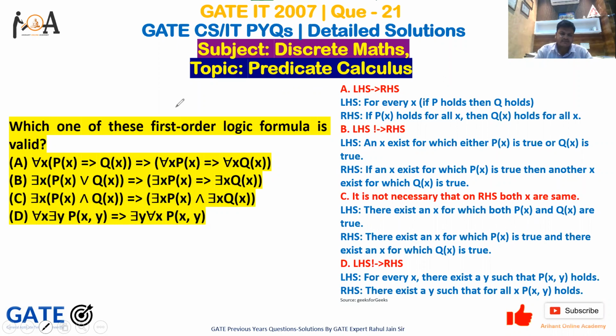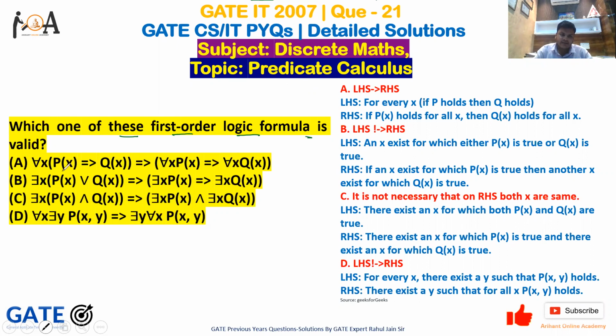And you can see here the question that is from GATE IT 2007, question number 21 from Discrete Mathematics, Predicate Calculus. The question is, which one of these first order logic formulas is valid? Here you can say that four options are here.